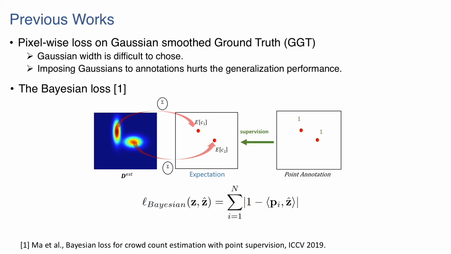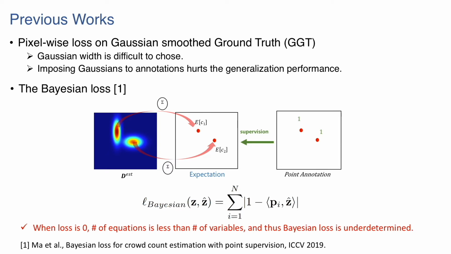Recently, the Bayesian loss was proposed. This method transforms a binary ground truth annotation map into n smoothed ground truth density maps. Here, n is the counting number. Each smoothed ground truth density map Pi is the posterior probability of all pixels belonging to the ith annotated dot. However, when the loss is zero, the number of equations is less than the number of variables. Therefore, the Bayesian loss is underdetermined. This means that the predicted density map could be very different from the ground truth density map.